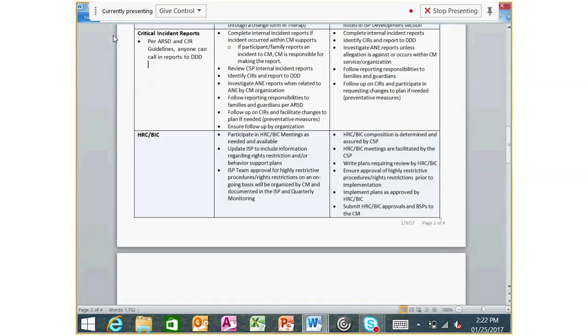If there are allegations of abuse, neglect, or exploitation against a case manager or someone else within a case management organization, the case management organization would be responsible for doing an investigation of that incident. The case manager is responsible also for reporting any of those allegations of abuse, neglect, or exploitation to Adult Services and Aging. And they are also responsible for following up on critical incidents and facilitating changes to a person's ISP if needed, and ensuring follow-up by the organization as needed as well.